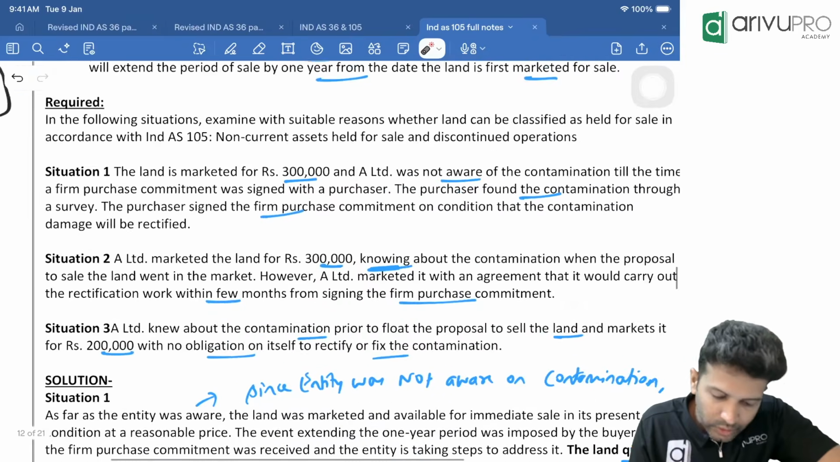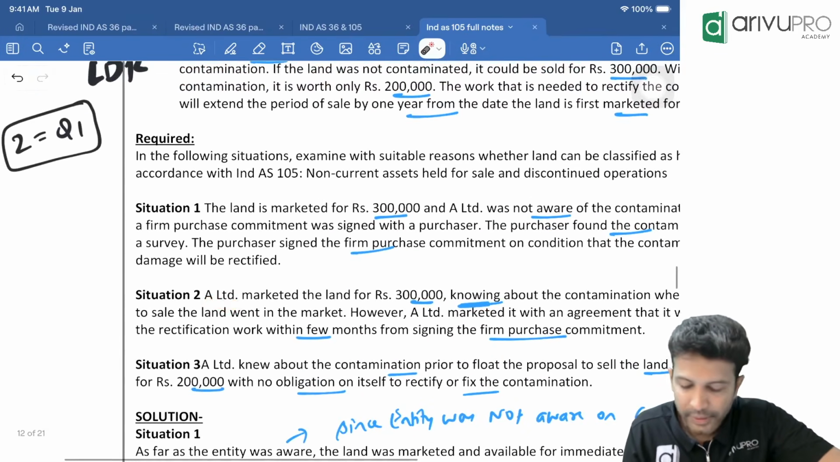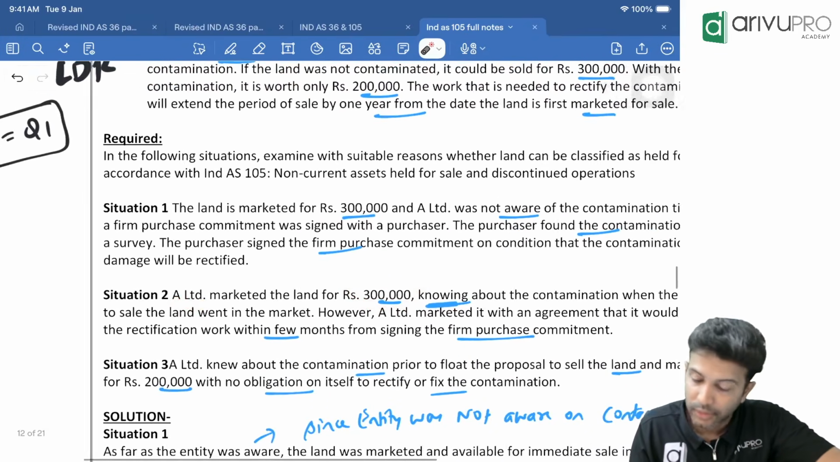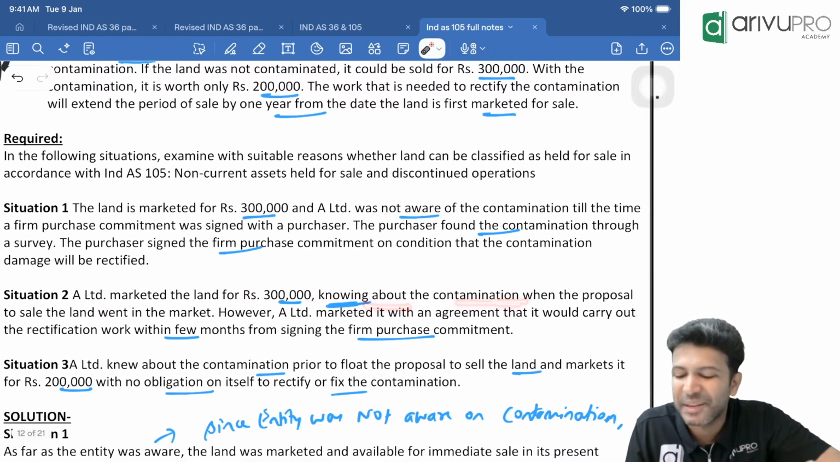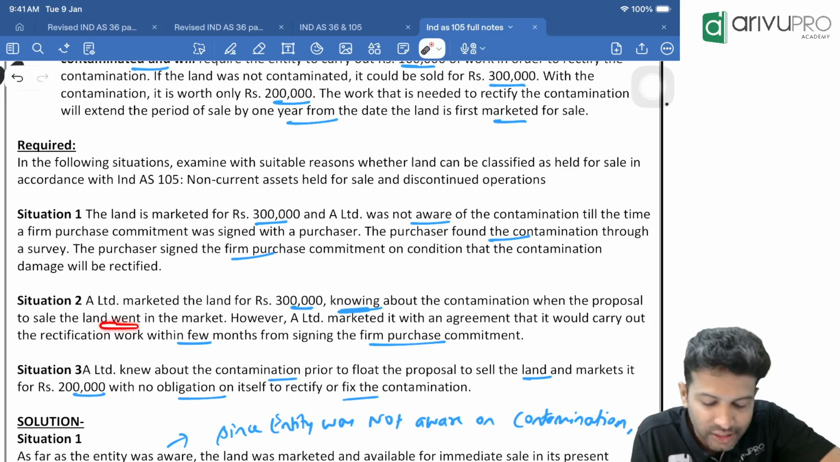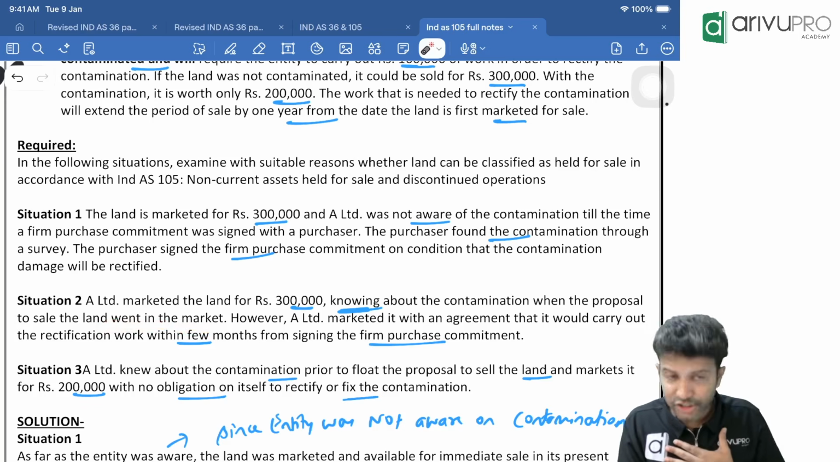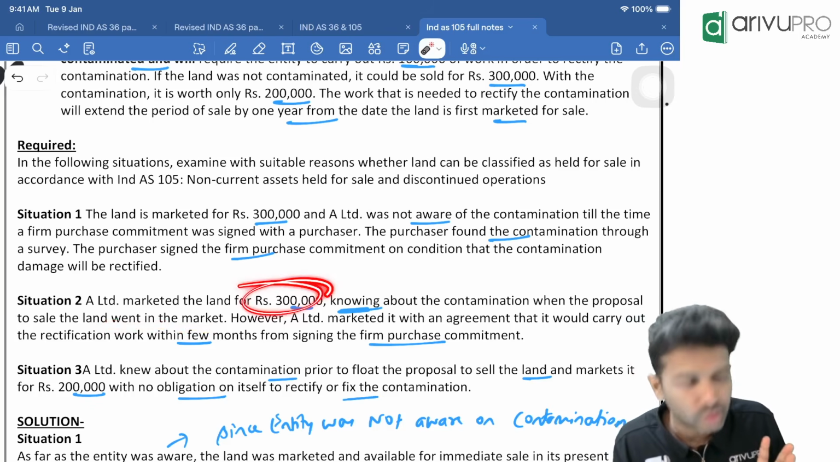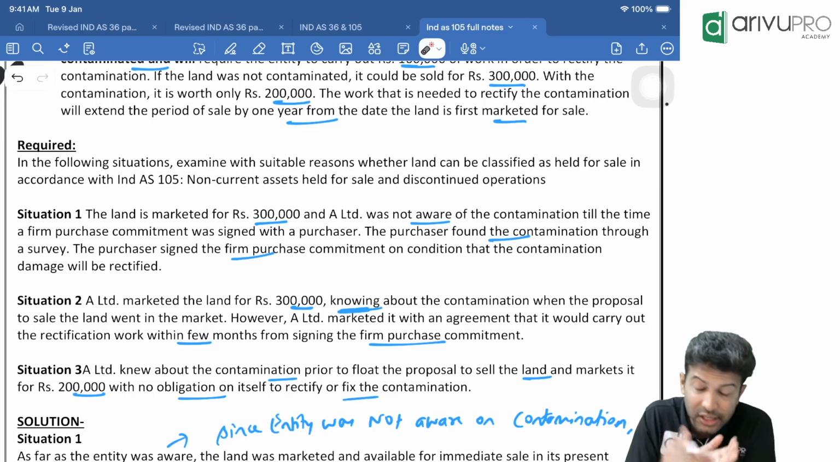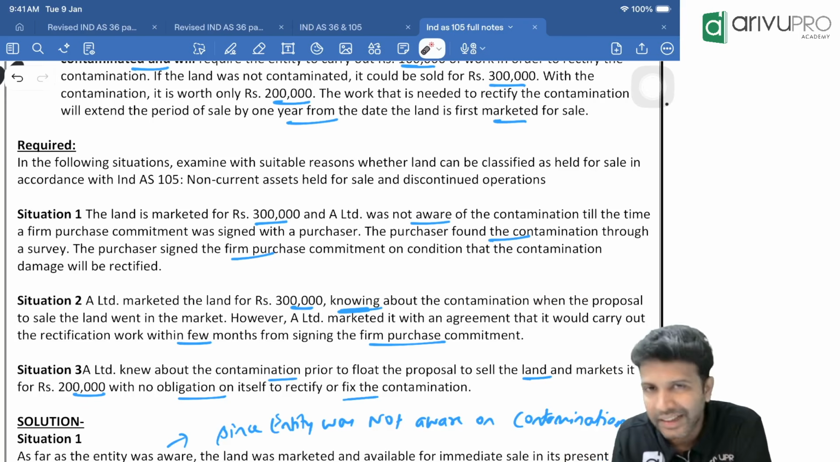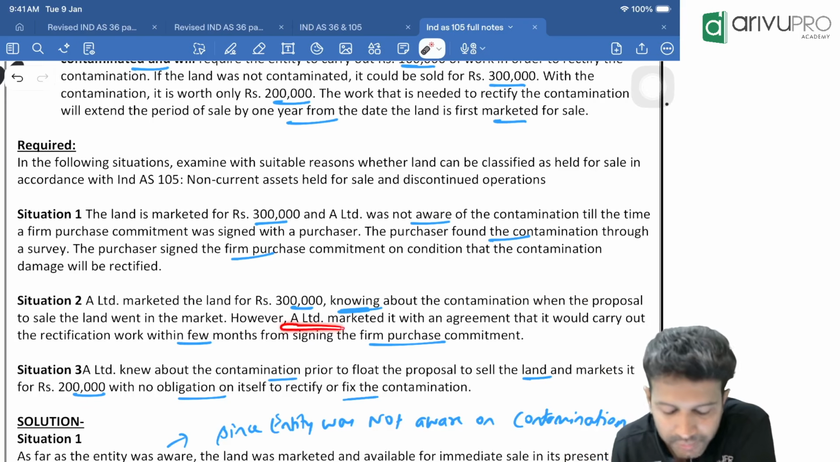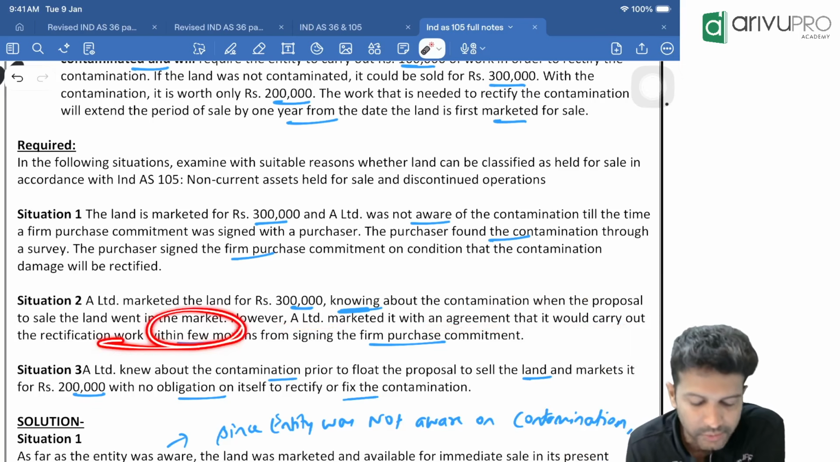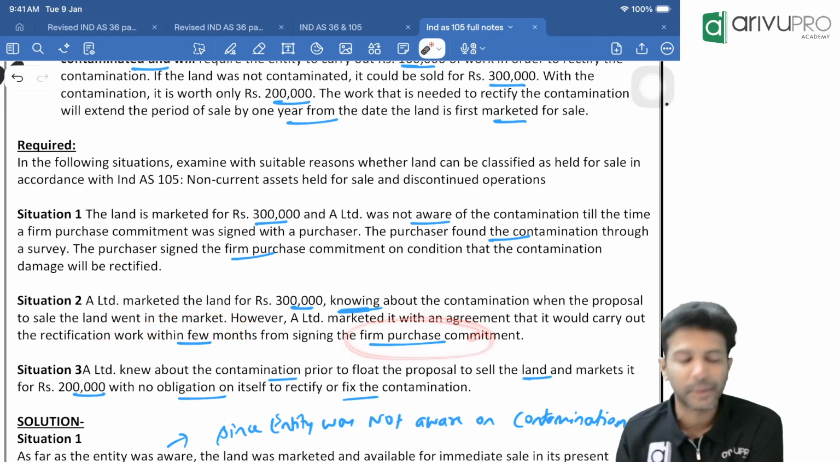Okay, now look at situation 2. A Limited company marketed the land for 3 lakh, knowing about the contamination when the proposal to sell the land went into the market. So in the second situation, they're telling we were aware of contamination, we know about it. Still, we are marketing it for 3 lakh. However, A Limited marketed it with an agreement that it would carry out the rectification work within a few months from signing the purchase agreement.